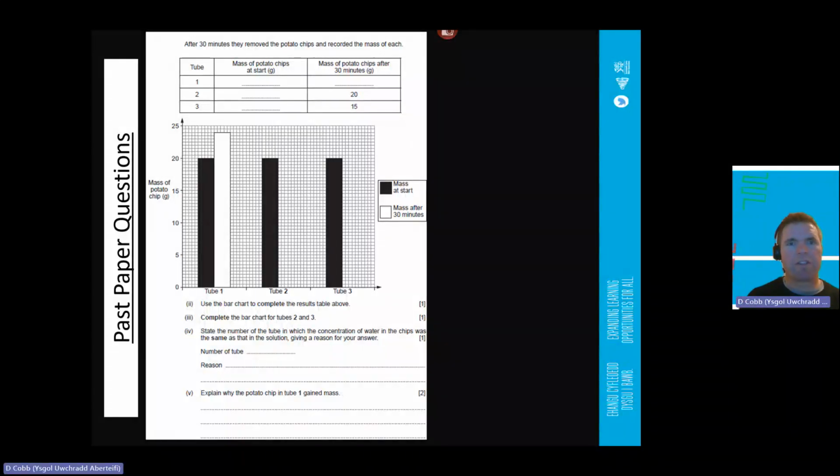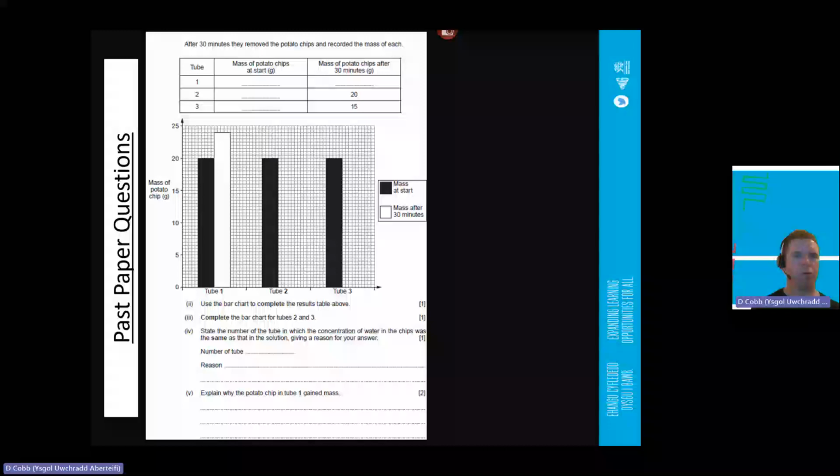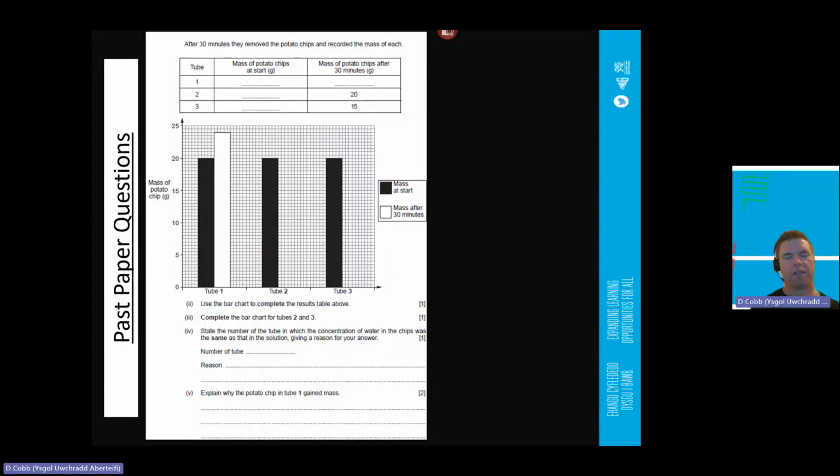So they say after 30 minutes, they removed the potato chips and recorded the mass of each, a very, very common experiment, recording the mass of potato before and after subjecting them to different concentrations of solution. If it's not mass, it's length, and we'll see some of those in a moment. So it asks you then, number 1, use a bar chart to complete the results table above.